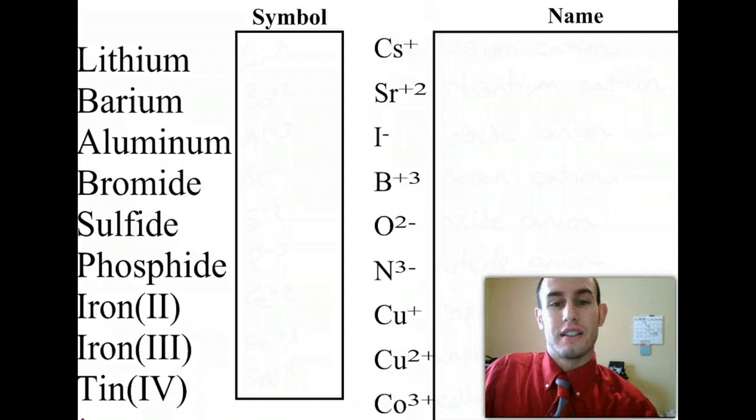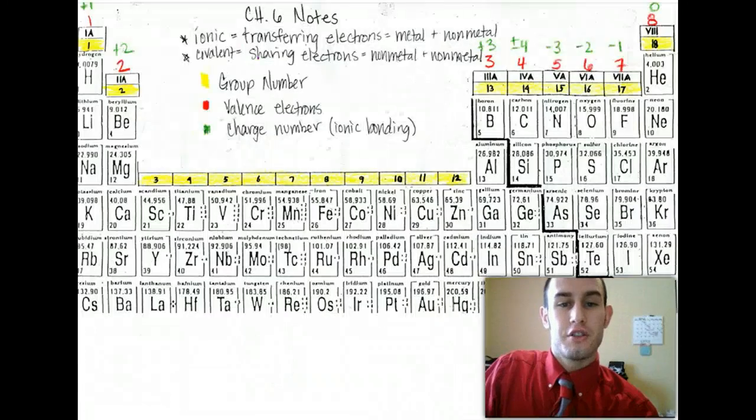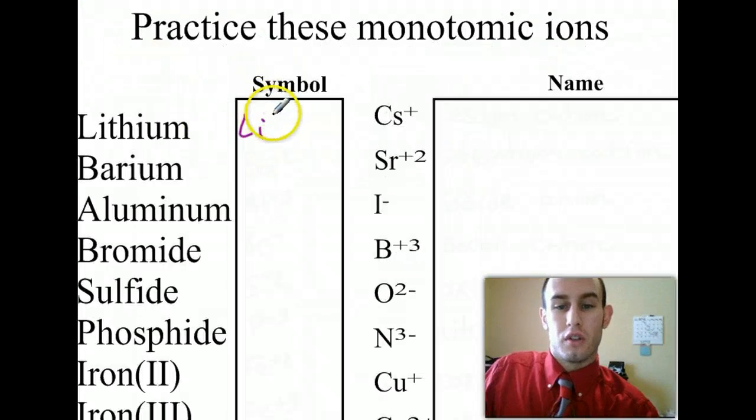So let's go ahead here and take a look at lithium. Lithium is going to be Li. And again, if you're not sure what lithium's charge is, you can jump to the periodic table, find lithium right here, group 1, +1 charge. So it's going to be lithium with a little plus sign.